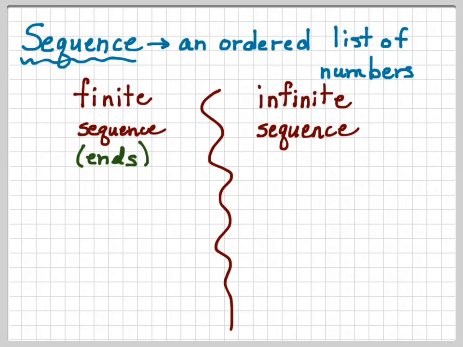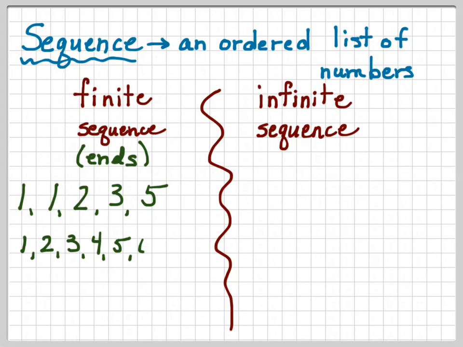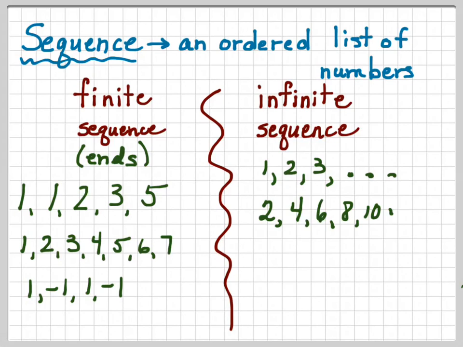They end. They have a finite number of terms in them, a countable number of terms. So we can start with 1, 1, 2, 3, 5, the first 5 numbers in the Fibonacci sequence, and then we have 1, 2, 3, 4, 5, 6, 7. Or we can also have 1, minus 1, 1, minus 1. And an infinite sequence would be 1, 2, 3, followed by dots. Those are the counting numbers. 2, 4, 6, 8, 10, and so on. Those are the even numbers. 1, 1/2, 1/4, 1/8, numbers that are decreasing.